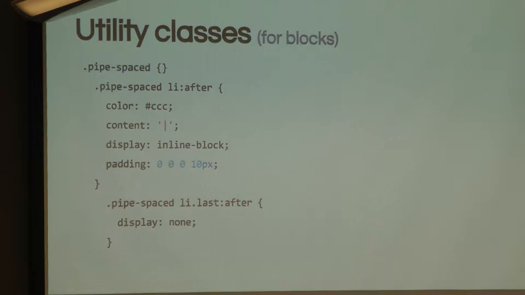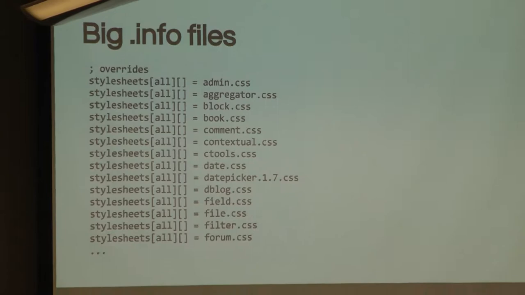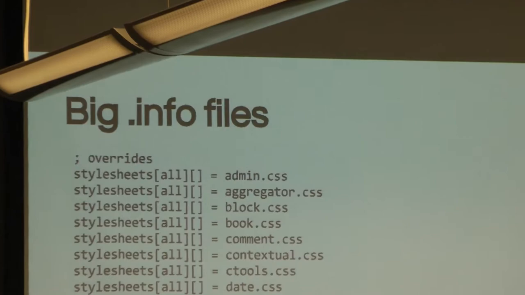So utility classes, you can see that I have an empty declaration at the top. That's really more just for organization, and we want to strip that out before we send it out to end users. I really like big .info files in my themes, and I like to override every single CSS thing that has ever been added to by core or contrib.